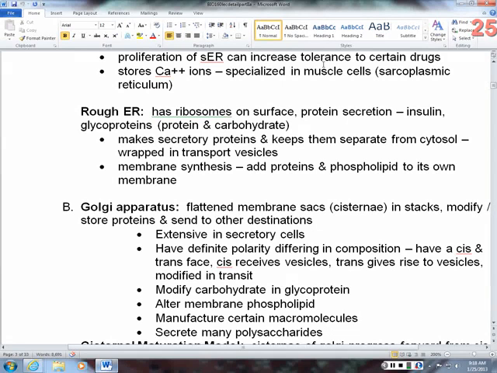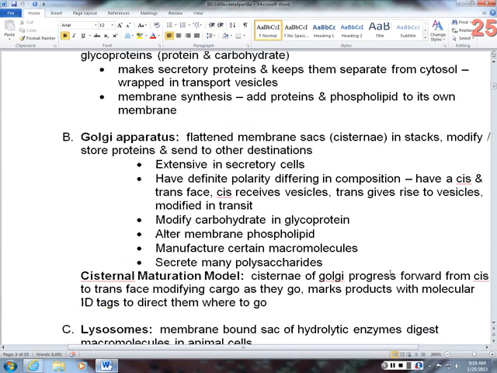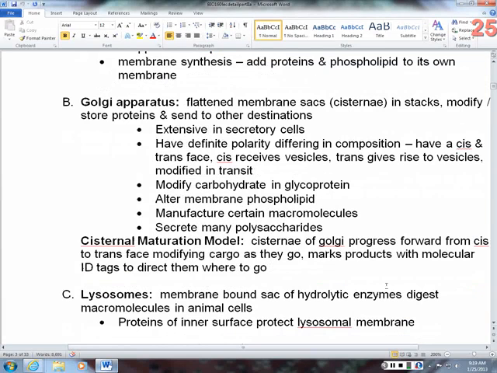It helps to modify the carbohydrates in your glycoproteins. It will help to alter your membrane phospholipids. It's going to manufacture certain macromolecules and secrete many polysaccharides. So it's kind of like your little finishing center. When your proteins are made with the ribosomes, they're not always polished and ready to go. The Golgi apparatus can take and finish stuff up and say, okay, now it's gone through its quality control, it's ready to go out into my world.